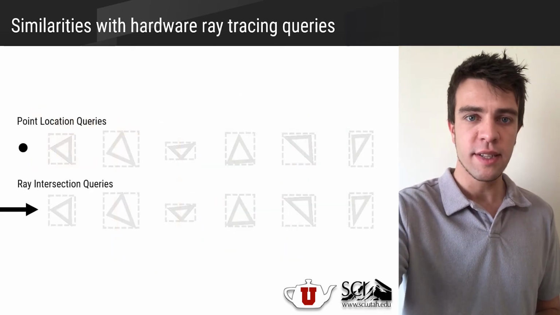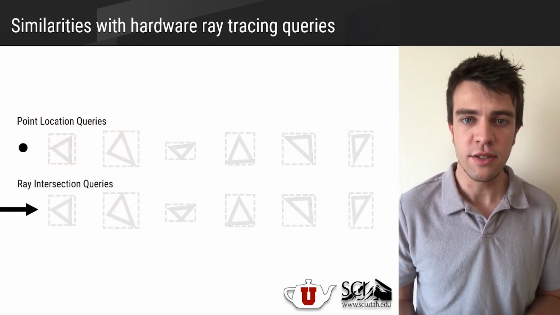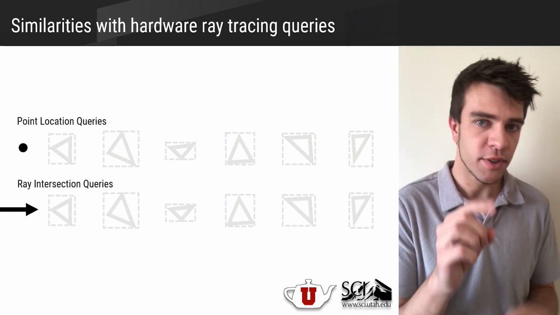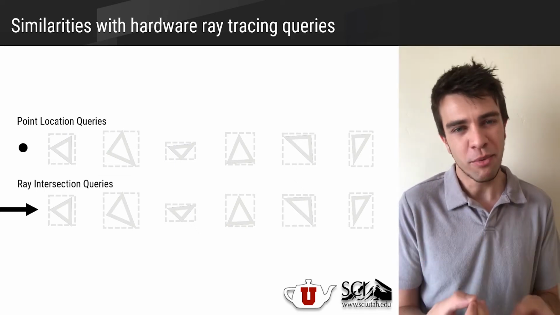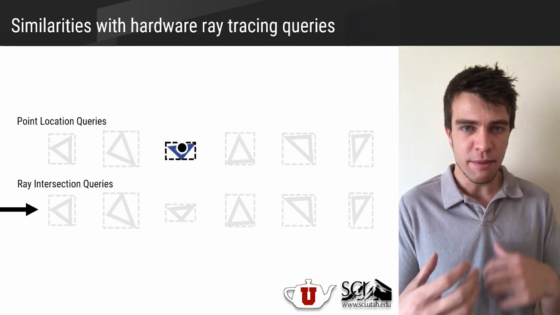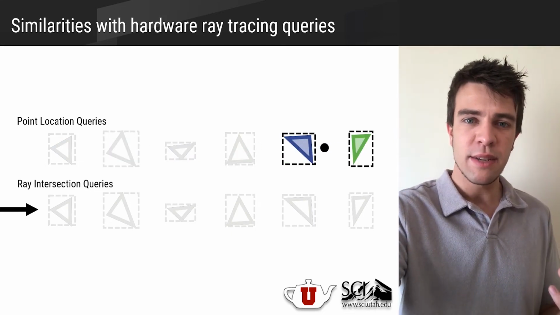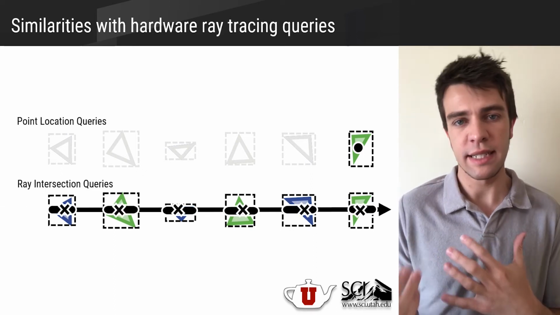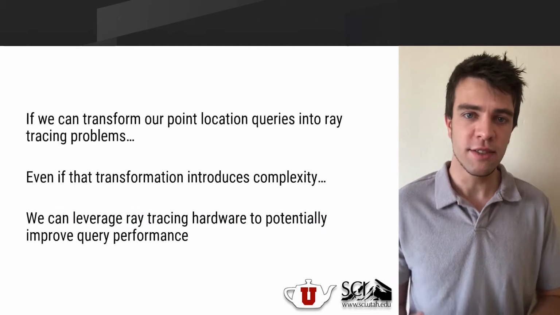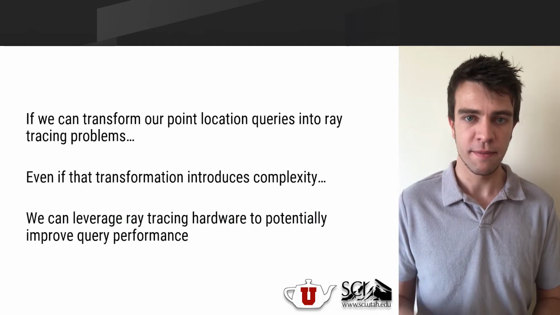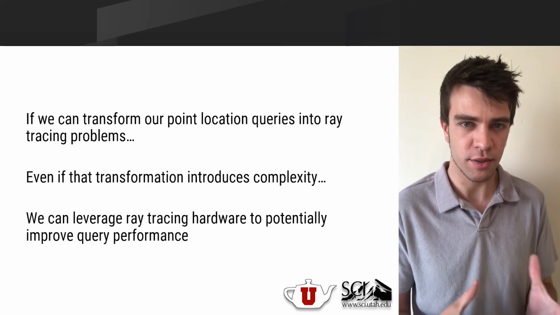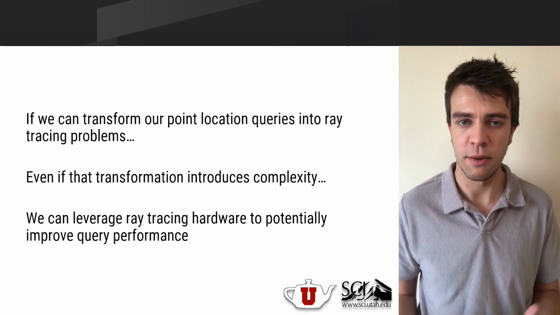Similar to point location queries, a ray query traverses through an acceleration structure, testing for intersection with primitives. But one of the big differences is that a ray has both an origin as well as a direction, while the point query only has an origin. While a point is simply contained within the boxes and primitives, rays can be thought of as a continuous set of points along a line that are both contained and intersected by boxes and primitives. So the theory is, if we can transform our queries into ray tracing problems, even if that transformation introduces complexity, we can leverage ray tracing hardware as a result, and therefore we might be able to improve overall performance.